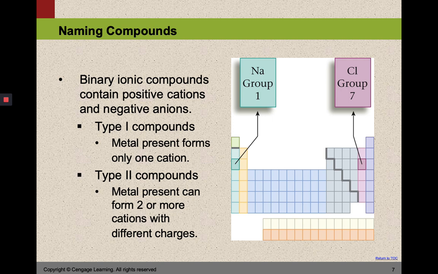Type 2 compounds, type 2 binary compounds are those wherein their metals can form two or more cations with different charges, and most of them are found in the D block. All right, so for example, iron, which can form Fe2+ or Fe3+. So based on our previous discussions, okay, elements in the D block are mostly multivalent, and meaning to say they can lose a certain number of valence electrons, making them form different charges, ions with different charges.